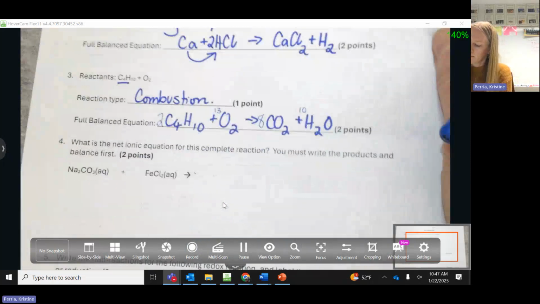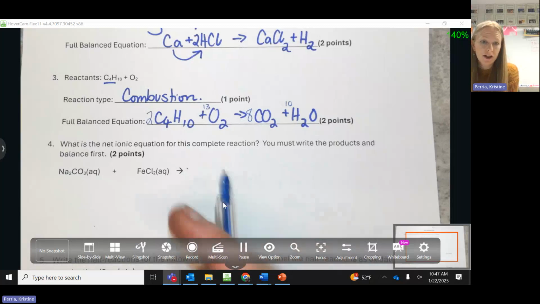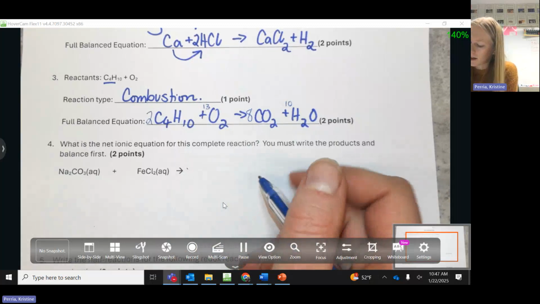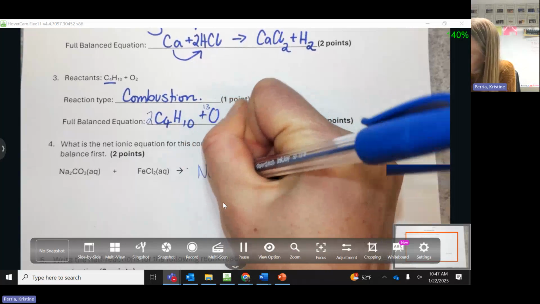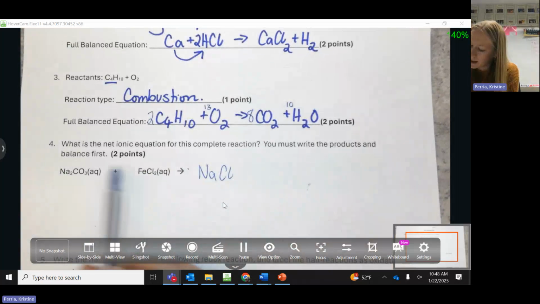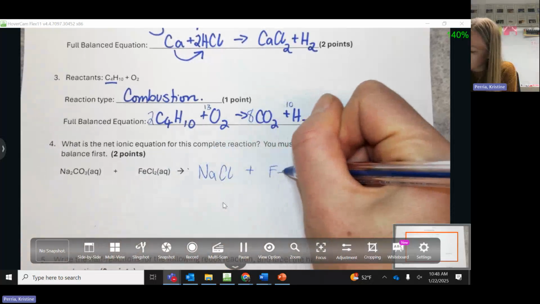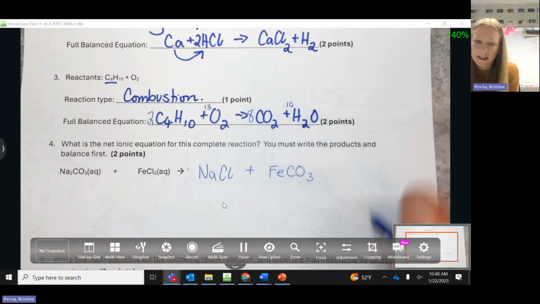Okay. Number 4, we have to write the products first, and then we can figure out what's going to be our solid, our precipitate, and go from there. So I'm going to write NaCl, right? My outers are going to go together. And then my inners are going to go together, but I have to list the metal first, which is iron. And then CO3 is a polyatomic ion, so I do keep the subscripts there.